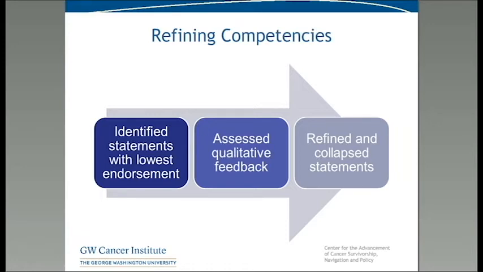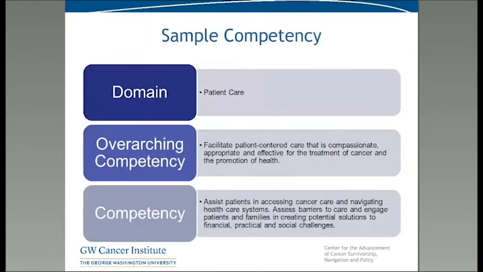I'm now going to show you an example of a few of the competencies. So here's an example of a competency in the patient care domain. The overarching competency is to facilitate patient-centered care that is compassionate, appropriate, and effective for the treatment of cancer and the promotion of health. The specific competency statement is assist patients in accessing cancer care and navigating healthcare systems, assess barriers to care, and engage patients and families in creating potential solutions to financial, practical, and social challenges. This is an example of a competency that was highly endorsed, but that we refined with qualitative feedback from the survey.